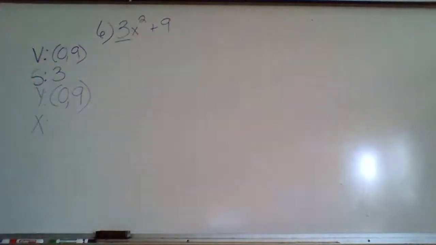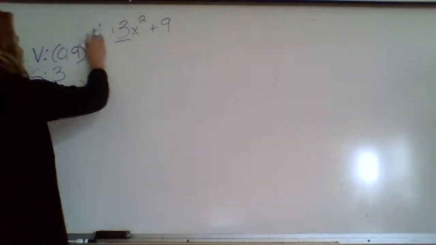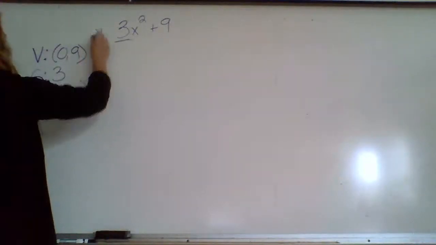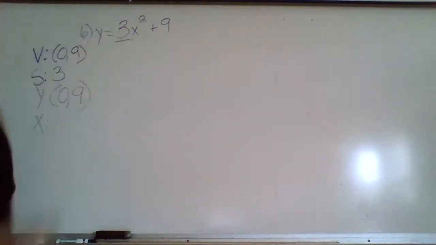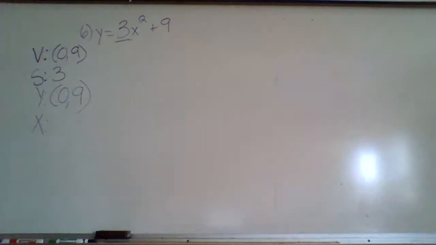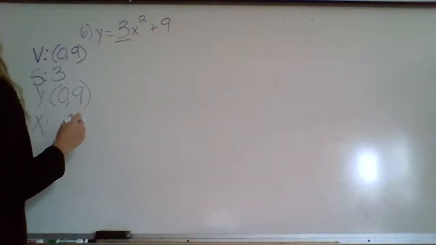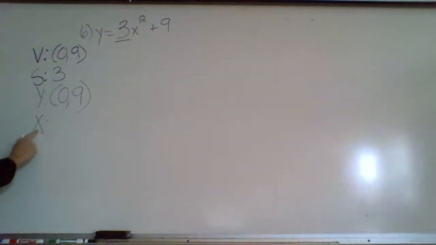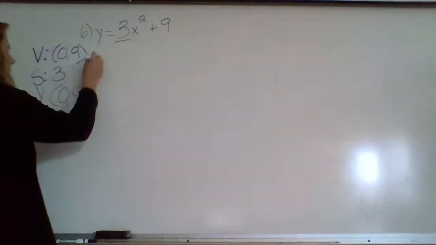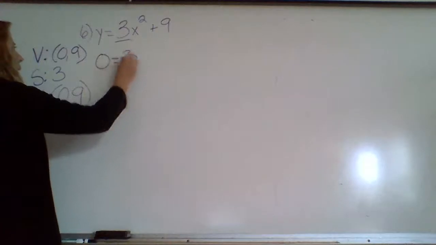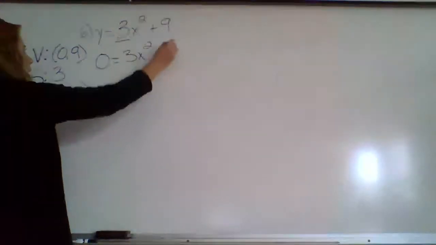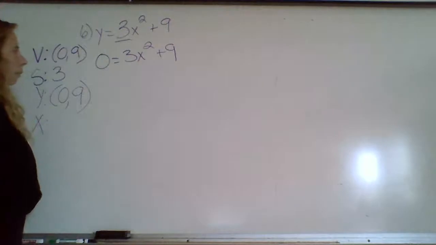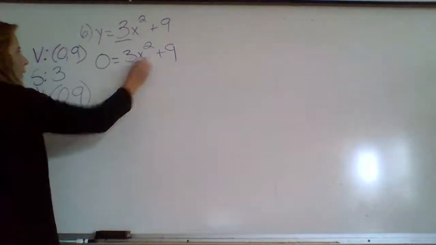Okay, x-intercept. I didn't even write y equals. Hold on. So y equals 3x squared plus 9. Hopefully I wrote it on the actual homework. Yeah, I did. Okay. Substitute 0 in for y. Now we're trying to find the x-intercepts. So y is going to be equal to 0. 0 equals 3x squared plus 9. All right. So we're solving for x.